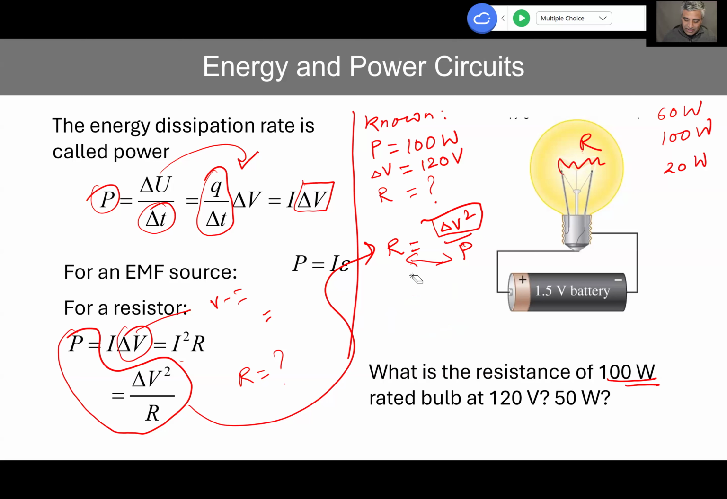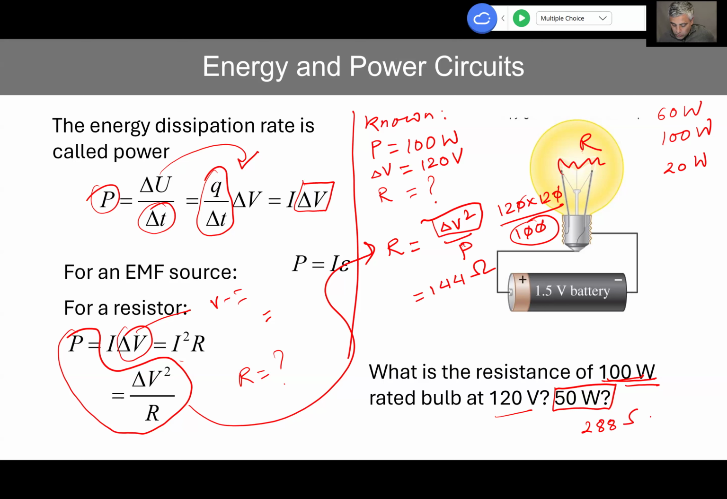So for example, in this case, let's plug in numbers. 120 times 120, V square, and then power is 100. So this 0 cancels, giving us 144 ohm resistance, right? 12 times 12 is 144. So that's resistance. Now, if it was just 50 watt, then we would be dividing by 50, which means the resistance would be double.